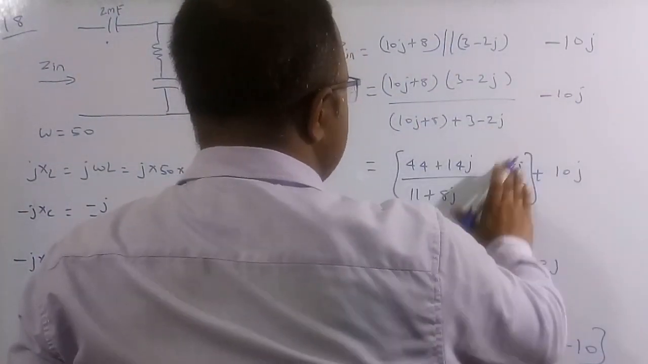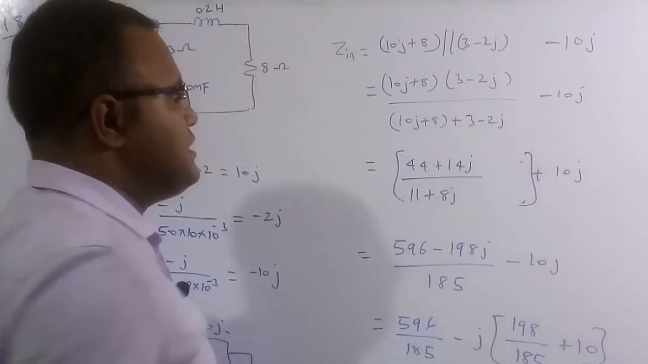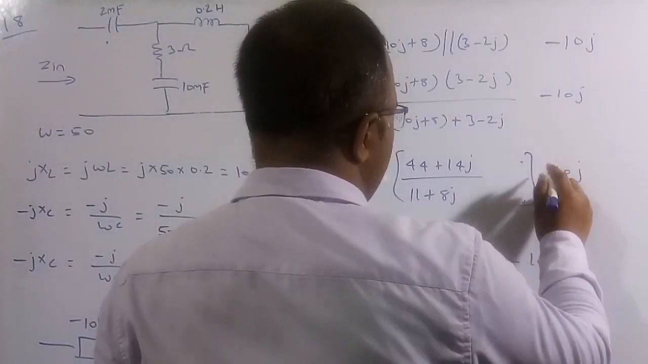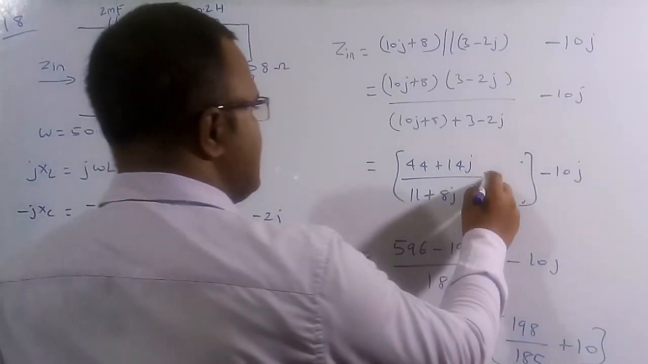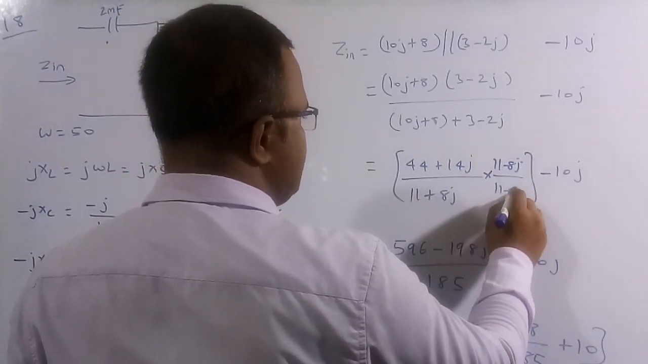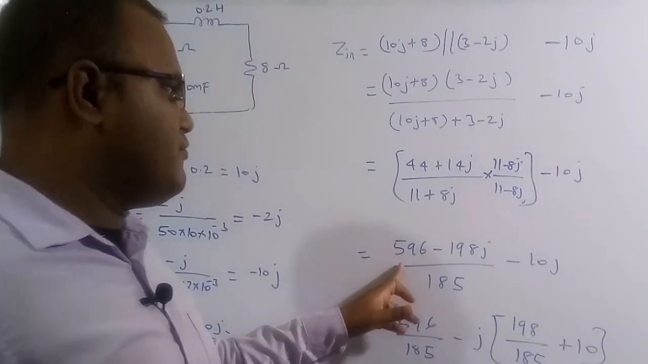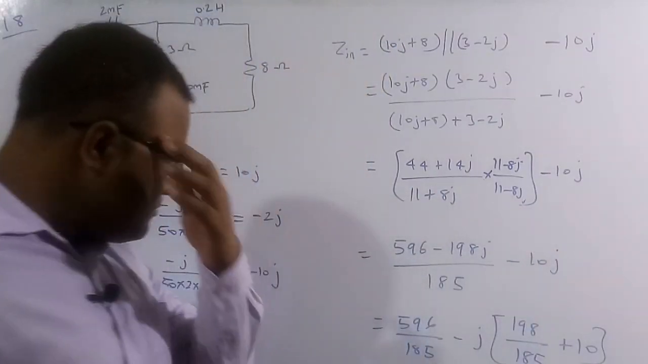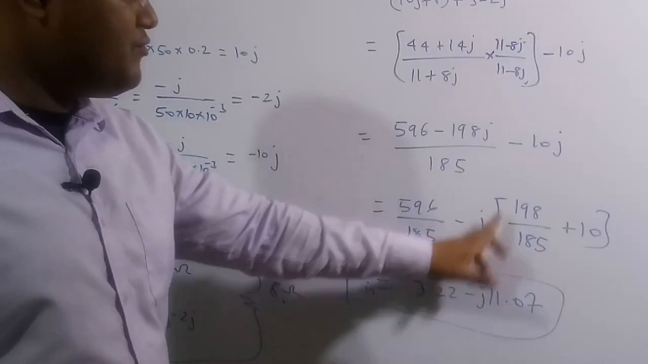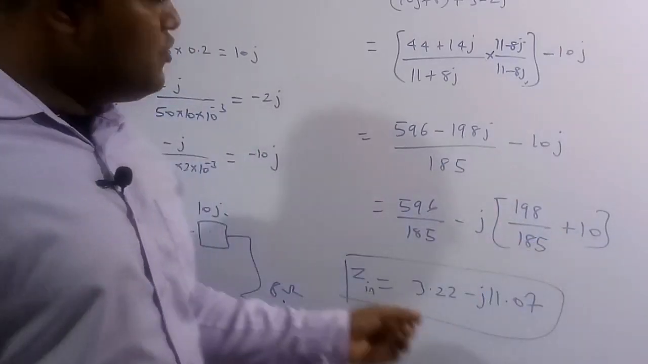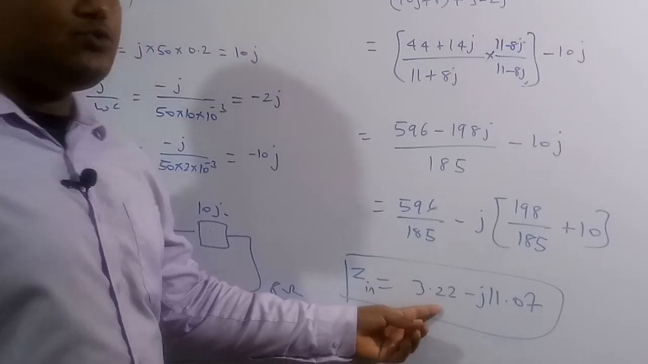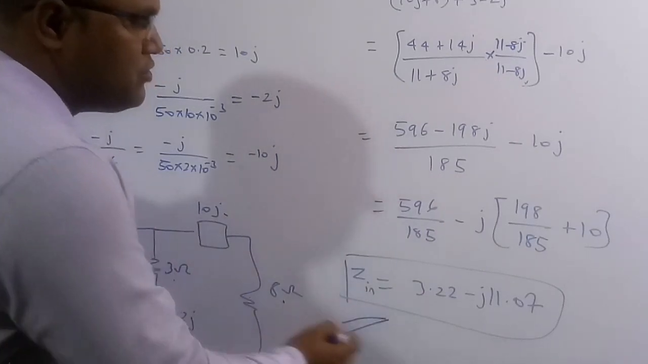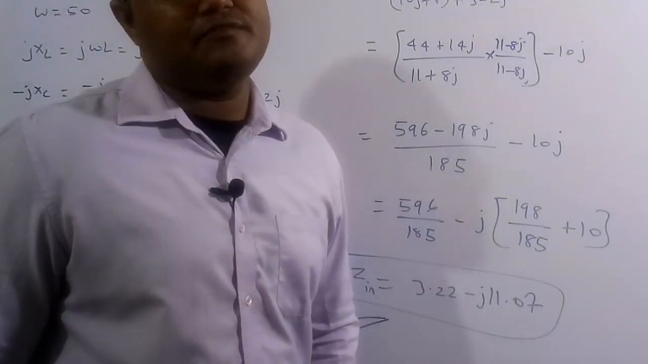After doing this simplification we get 44 plus 14j by 11 plus 8j, minus 10j. Now I am going to do the rationalization, multiplying by 11 minus 8j by 11 minus 8j. After further simplification we get 596 minus 198j by 185, minus 10j. So we get 596 by 185 minus j of 198 by 185 plus 10. The 596 by 185 is 3.22, and the overall summation of the imaginary part results in 11.07. Therefore the final input impedance is 3.22 minus j11.07, which is the correct solution of this question.